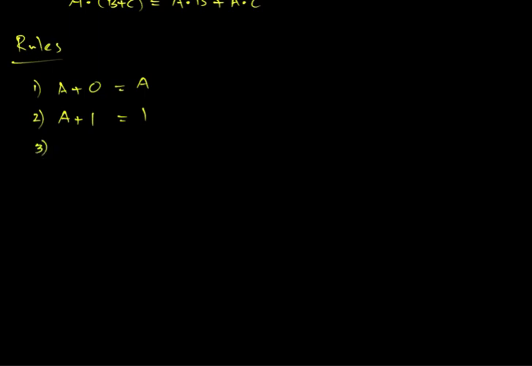Now the third one is, when a is ORed with a, we will get a itself. The fourth one is, when a is ORed with its complement, a complement, we will get the result as 1. So these are the 4 rules regarding the OR operation. So they can be called the OR rules.